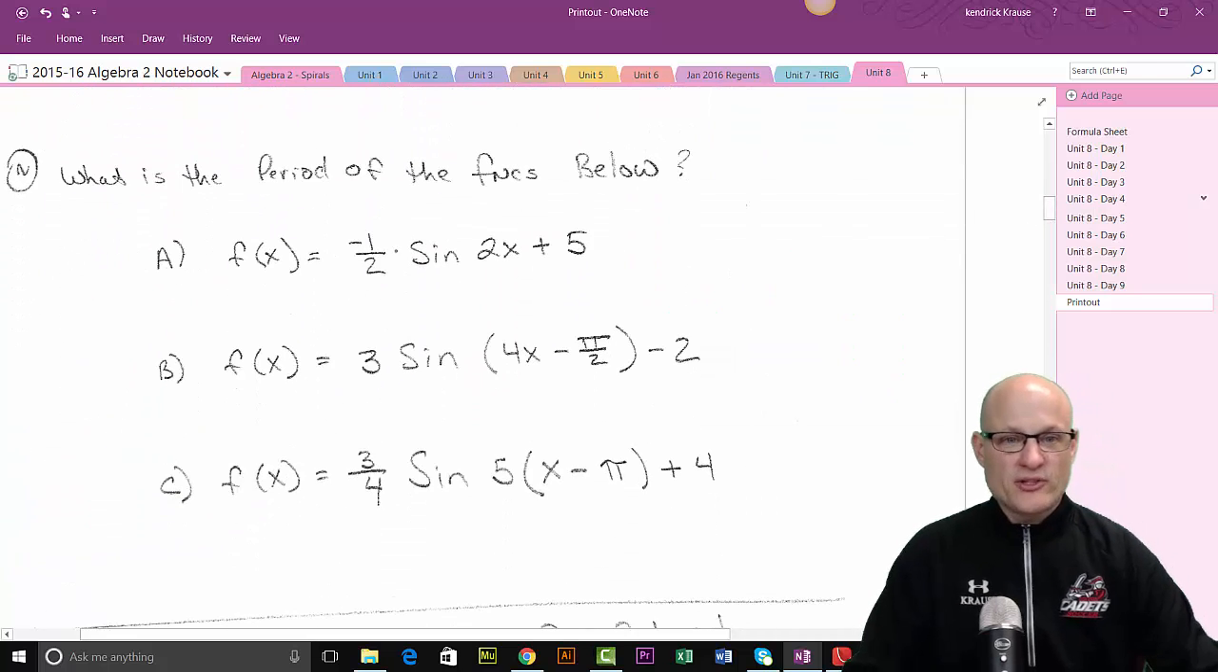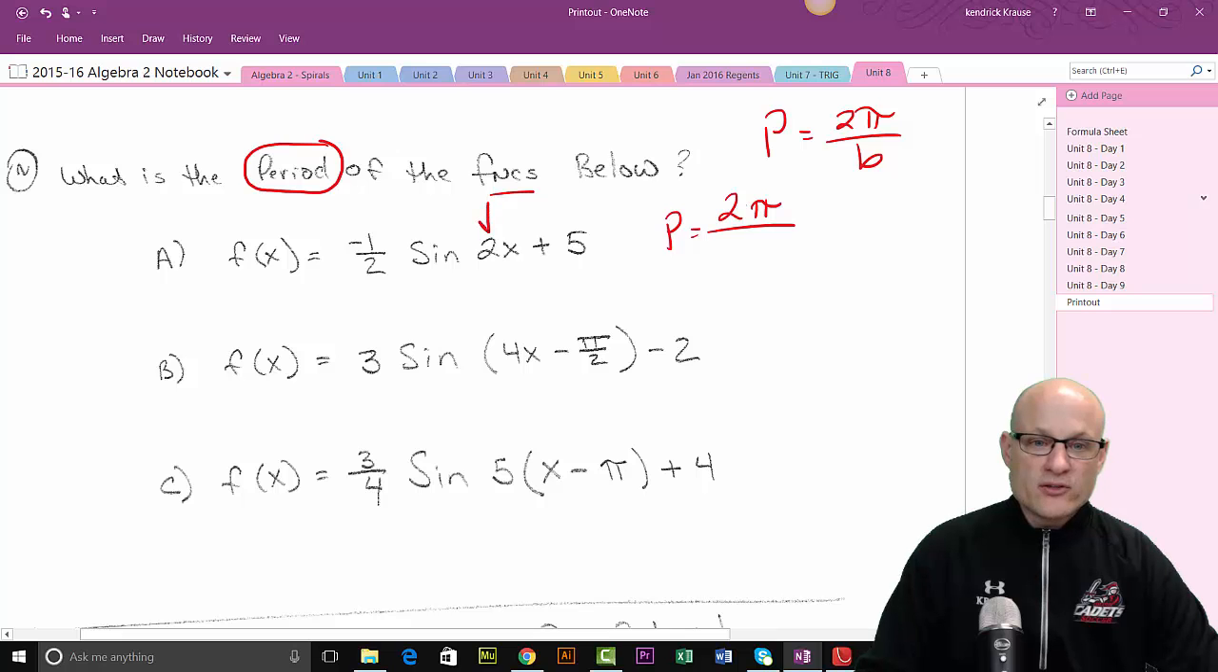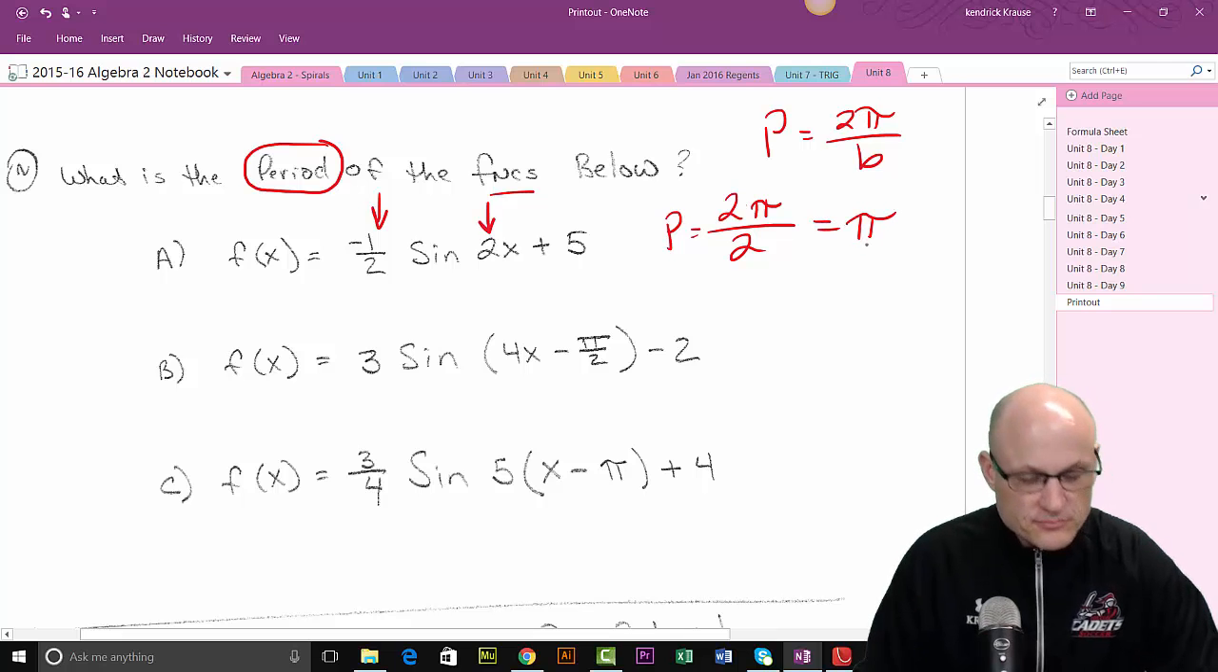All right, so what the question says is, what is the period for the following functions below? So period is defined as 2 pi over b. Okay, so period on this one is 2 pi over, this is b. Remember, this is a, this is my amplitude. So 2 pi over 2, which is just pi.